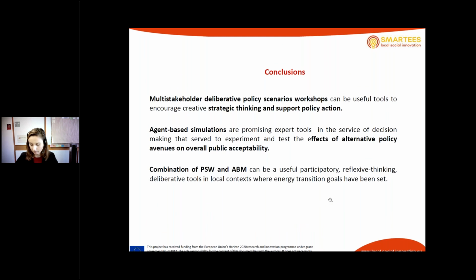Okay, so in conclusion, we have to say that agent-based simulations are promising expert tools in the service of decision making that, in our experimentations, serve to experiment and test the effects of alternative policy avenues on overall public acceptability. Also, multi-stakeholder deliberative policy scenario workshops can be useful tools to encourage creative strategic thinking and support policy action, as we saw in our project. And finally, we have to stress that the combination of policy scenario workshops and agent-based models can be a useful, participatory, innovative, reflexive thinking tool in local contexts where energy transition goals have been set.